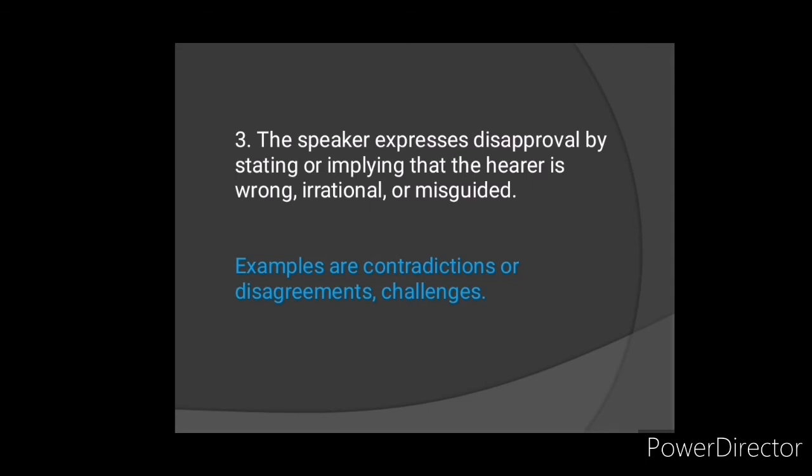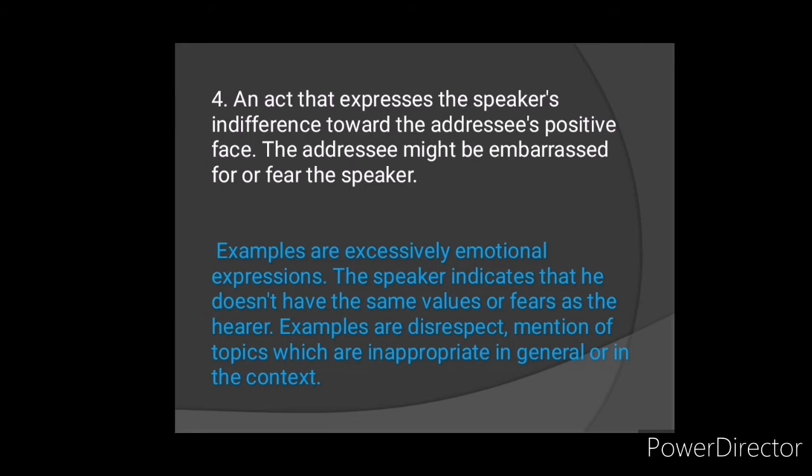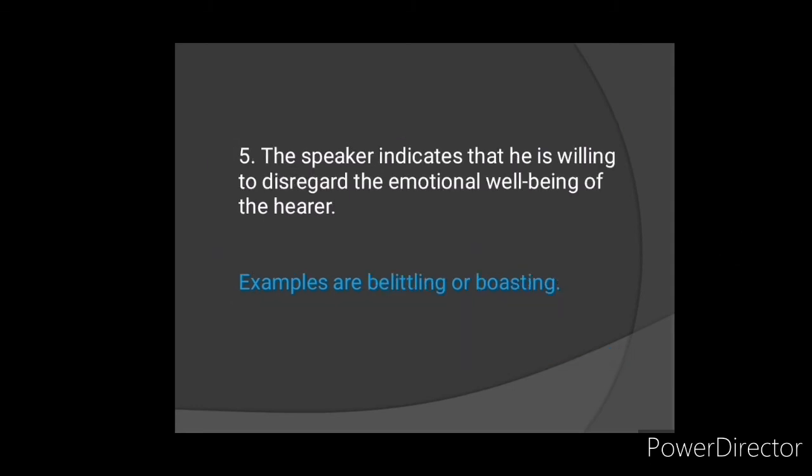Number 3. The speaker expresses disapproval by stating or implying that the hearer is wrong, irrational, or misguided. Examples are contradictions, disagreements, or challenges. Number 4. An act that expresses the speaker's indifference towards the addressee. Positive face: the addressee might be embarrassed for fear of the speaker. Examples are excessively emotional expressions. The speaker indicates that he doesn't have the same values or fears as the hearer. Examples are disrespect, mention of topics which are inappropriate in general or in the context. Number 5. The speaker indicates that he is willing to disregard the emotional well-being of the hearer. Examples are belittling or boasting.